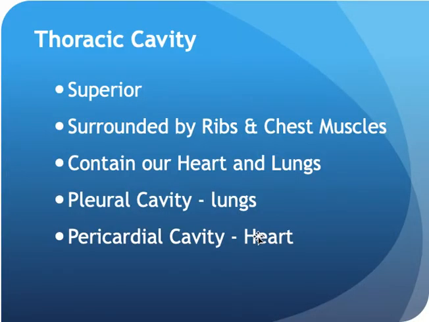Okay, so my thoracic cavity is superior. It's surrounded by my ribs and chest muscles, and contains our heart and lungs. So I get a pleural cavity, as we saw in the picture. It's going to protect my lungs. I get a pericardial cavity. So cardio is always going to mean heart. Pleural is always going to pertain to the lungs. But the pericardial cavity is going to protect that heart for me.